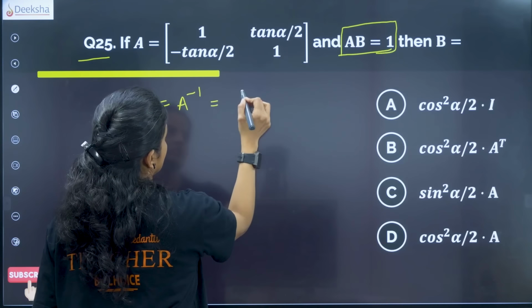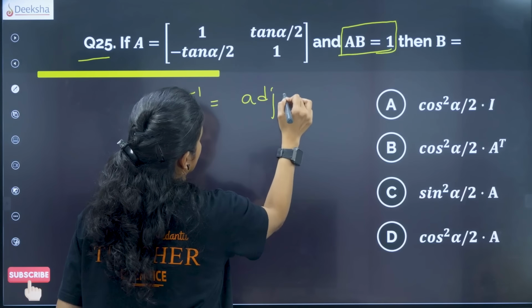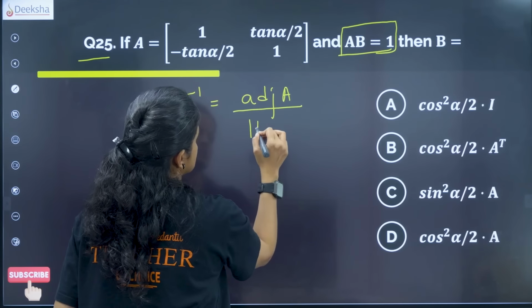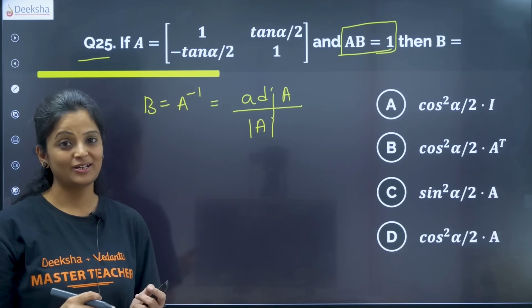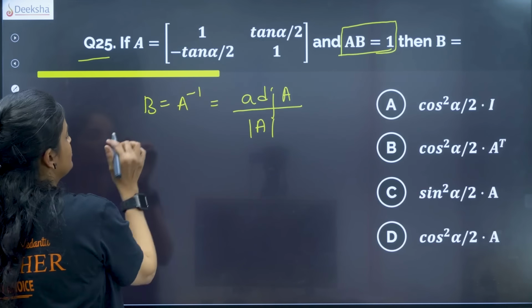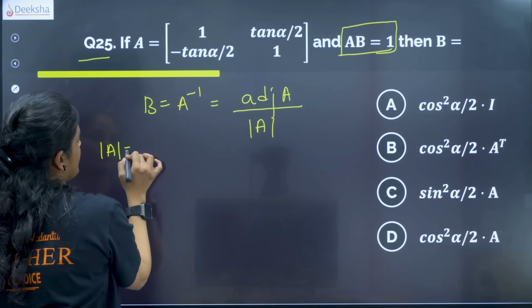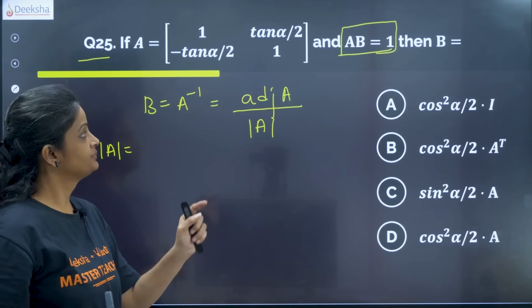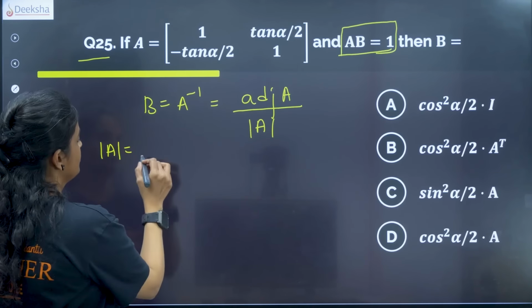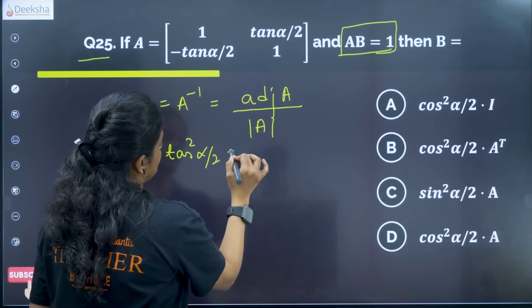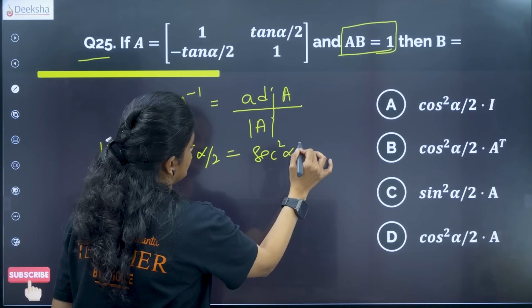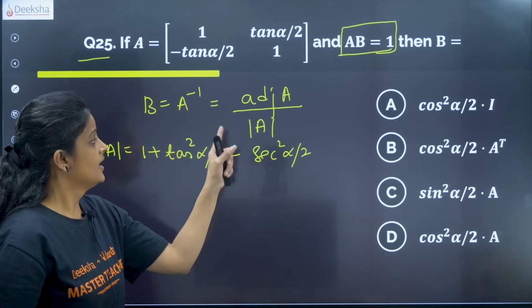What to do? Simple. Put the formula for A inverse. So A inverse is adjoint A divided by determinant A. Find the determinant of this first and put back in this. That's all. Determinant of this will be 1 plus tan square alpha by 2. So secant square is coming. Okay. Adjoint A.